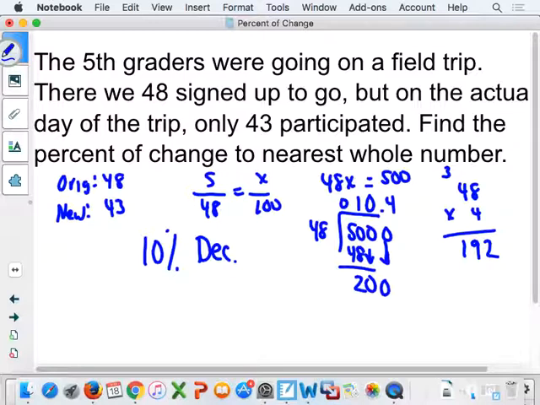Okay, so that's percent of change. The biggest thing you need to know is difference over original equals x over 100, and then how to solve proportions.